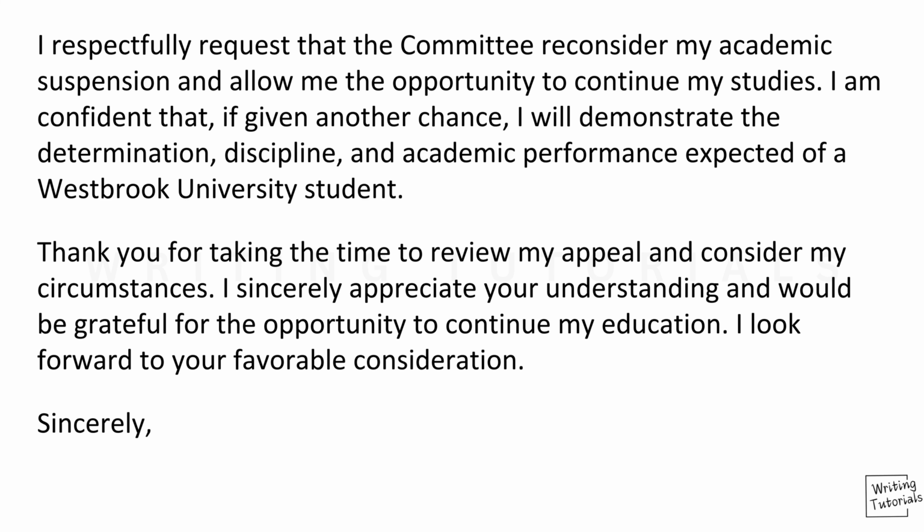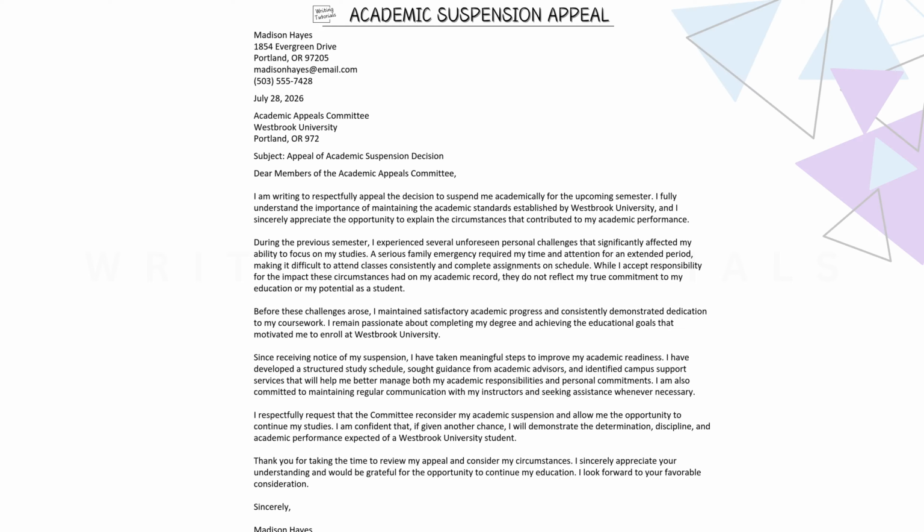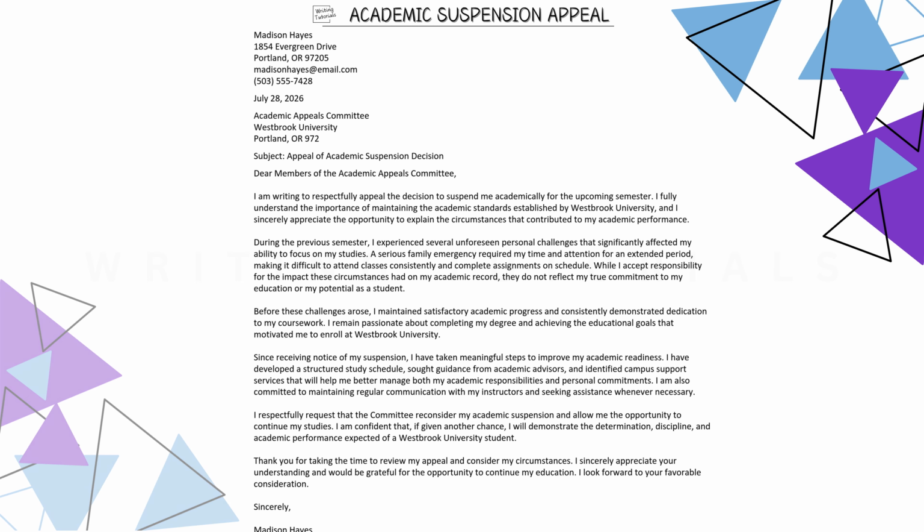Finally, end the letter with a professional closing. Write, "Sincerely," then write your name. Madison Hayes. Before we finish, here are some important tips for writing an effective academic suspension appeal letter. Be honest about what happened and avoid blaming the university, professors, or other people for your academic difficulties. Accept responsibility where appropriate. Explain the circumstances clearly, and focus on facts rather than emotions. Universities are more likely to consider appeals that demonstrate accountability and maturity.